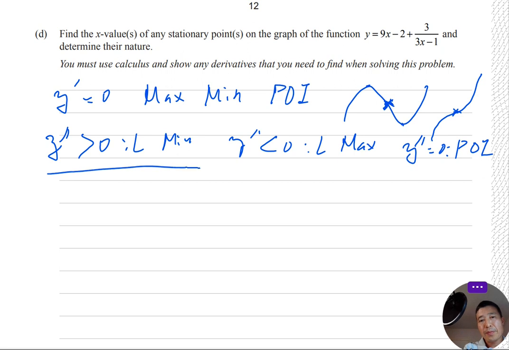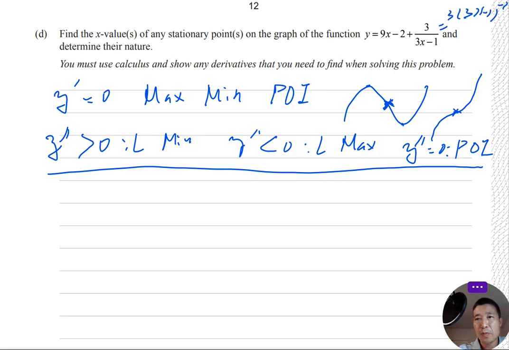So now, before we differentiate this, I'm going to change this to 3x minus 1 to the power of negative 1. That way it's easier. So y prime equals 9, the minus 2 is gone, and that is minus 3x minus 1 to the power of negative 2, times the derivative of the inner, which is a 3.